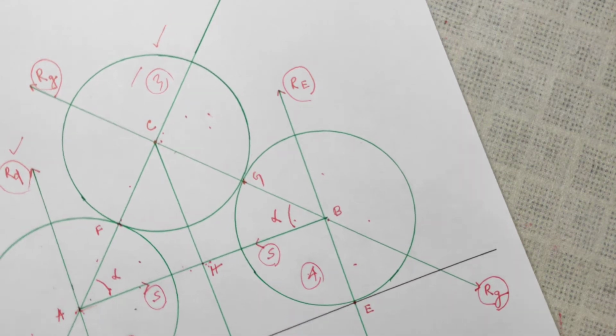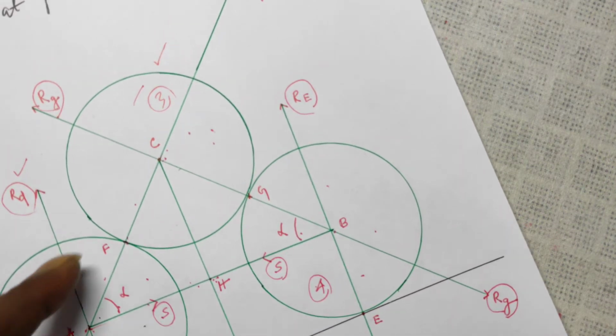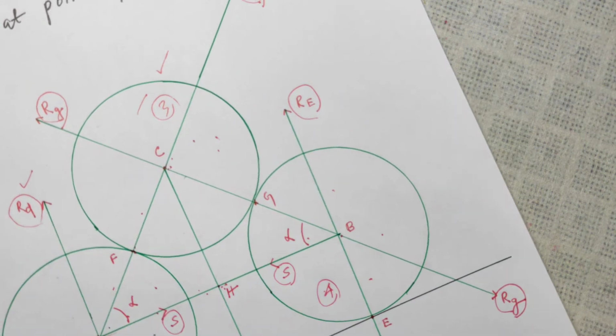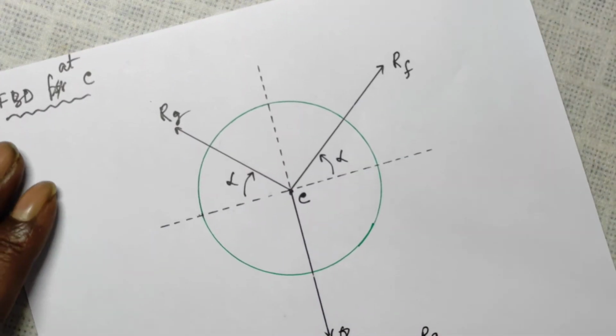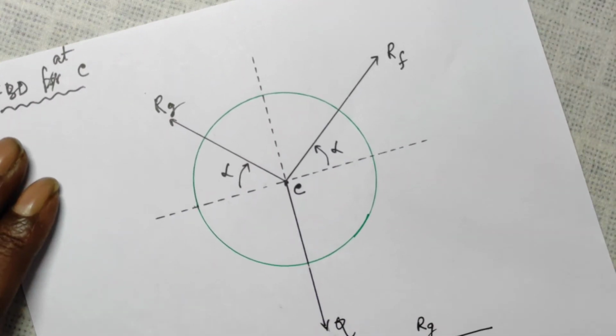So let us begin with the cylinder which is having 3 forces. So it will be easy to apply Lami's theorem. So the free body diagram at the point C, that is the cylinder at the top.